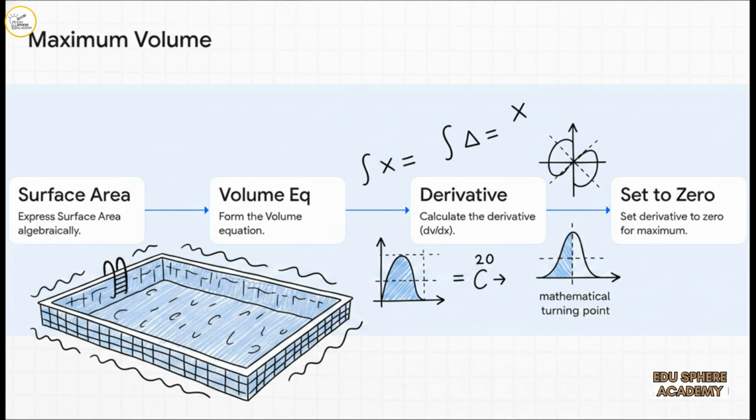We even use these exact same tools for physical optimization. It's like applying step-by-step calculus to design a swimming pool with the absolute maximum volume, given a really strict surface area limit of 200 square meters. You form a volume equation, calculate the derivative, setting dV/dx to 0, and boom, you find the exact mathematical turning point. It's so satisfying to see the abstract world of calculus solve very tangible, real-world engineering constraints.